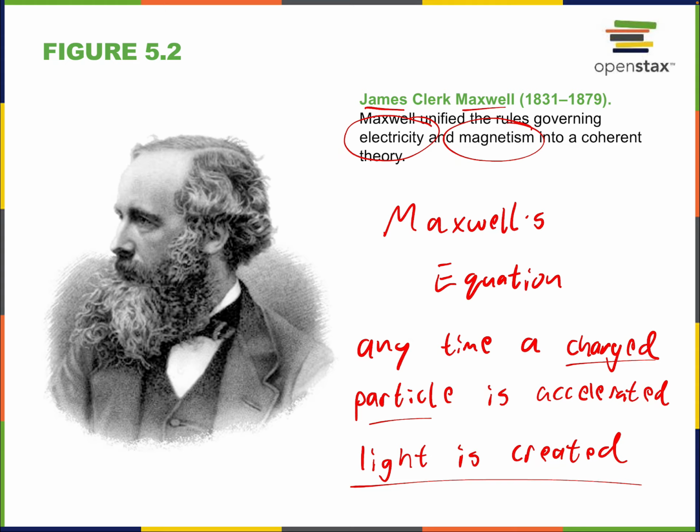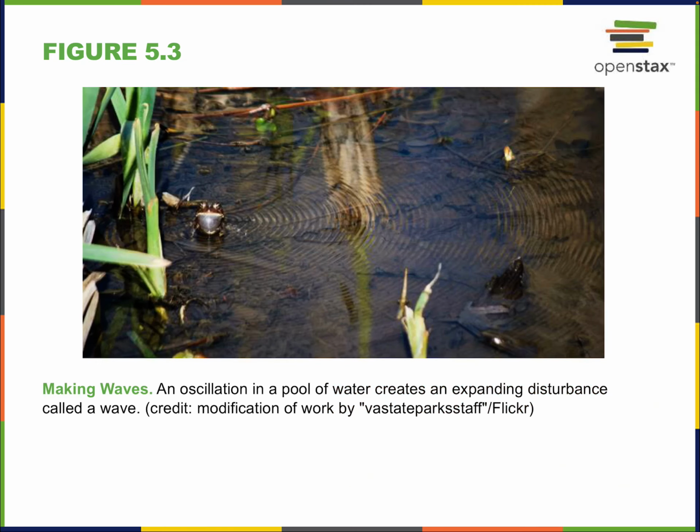But this is all made possible by an understanding of Maxwell's equations, and anytime a charged particle is accelerated, light is produced. So in other words, there's a lot of ways that light is produced, okay? Now, light is a wave. Okay, it's also a particle, and we'll come back to that idea in a minute. But light is a wave, just like the ripples in this pond are a wave.